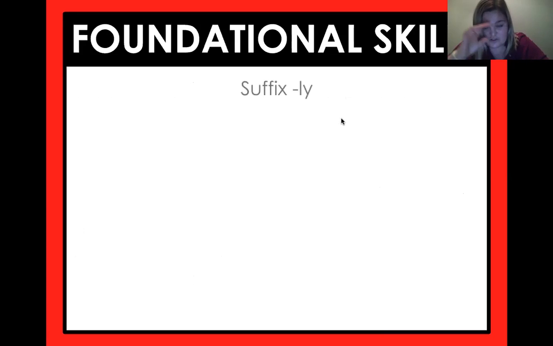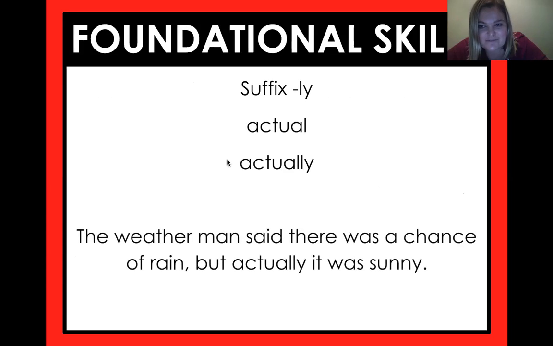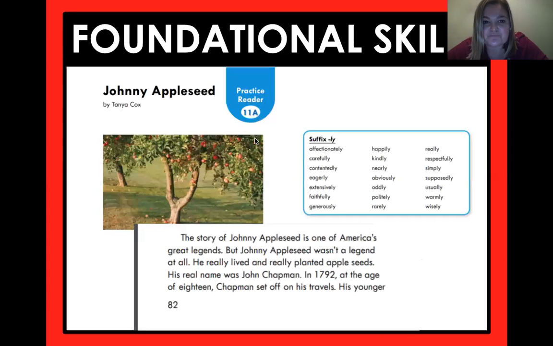Now, our foundational skill today is still that suffix "ly." So let's practice the word actual. Can you add "ly" to the end of that? Yeah, the word is actually. And let's see if we can use that word in a sentence. The weatherman said there was a chance of rain, but actually it was sunny. So it's kind of the same as really. So in reality, this is what happened.